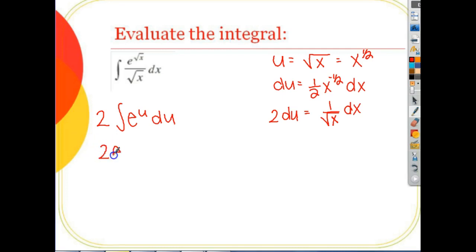So you get 2. No, she flipped it to the other side. You have to multiply it by 2 to get rid of it on the one side. Yeah, because I was thinking that too, and I'm like, oh, shoot. Okay. So then you have 2e to the square root of x plus c.